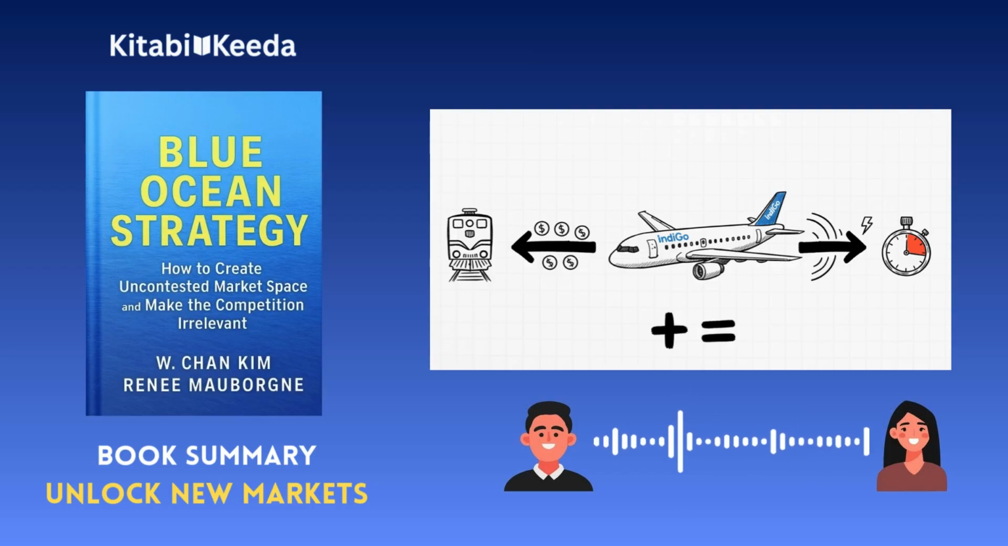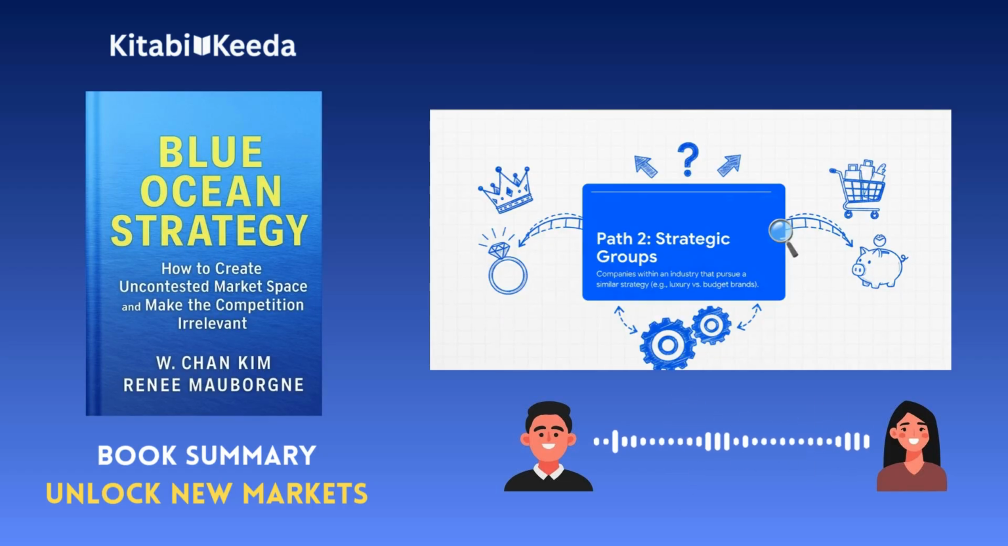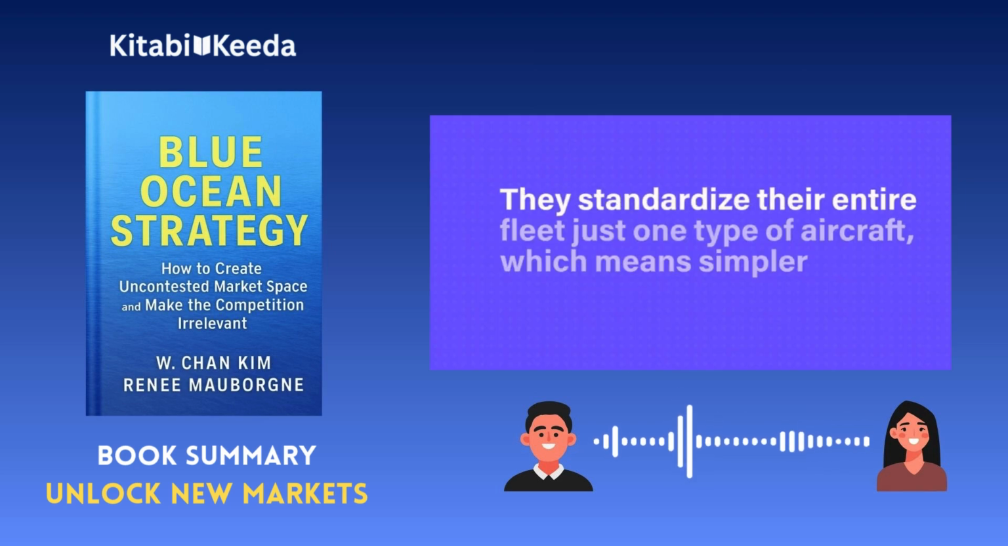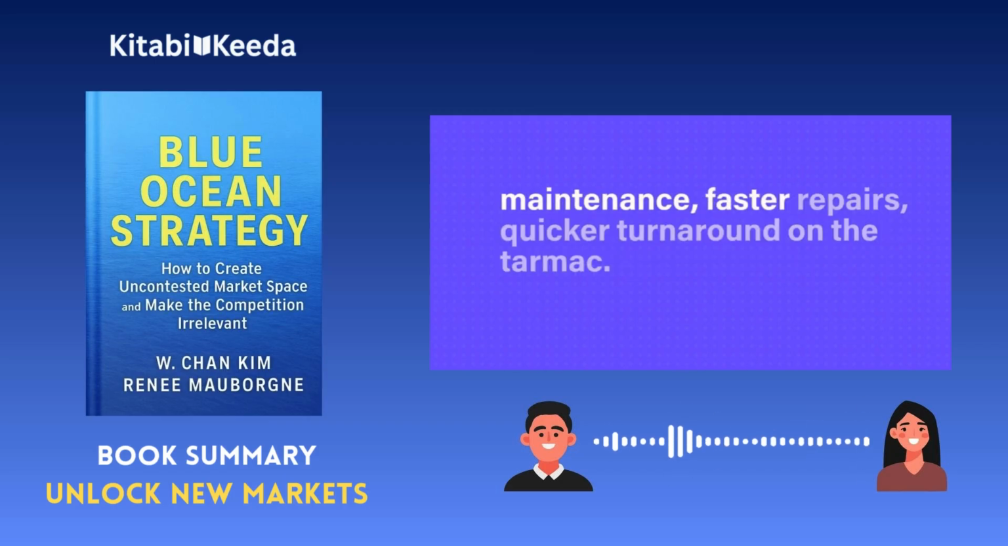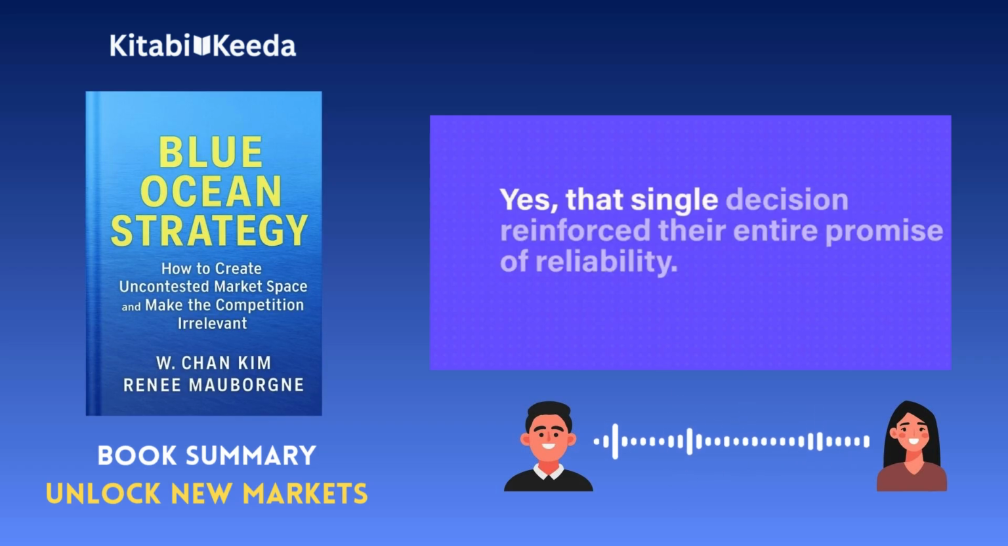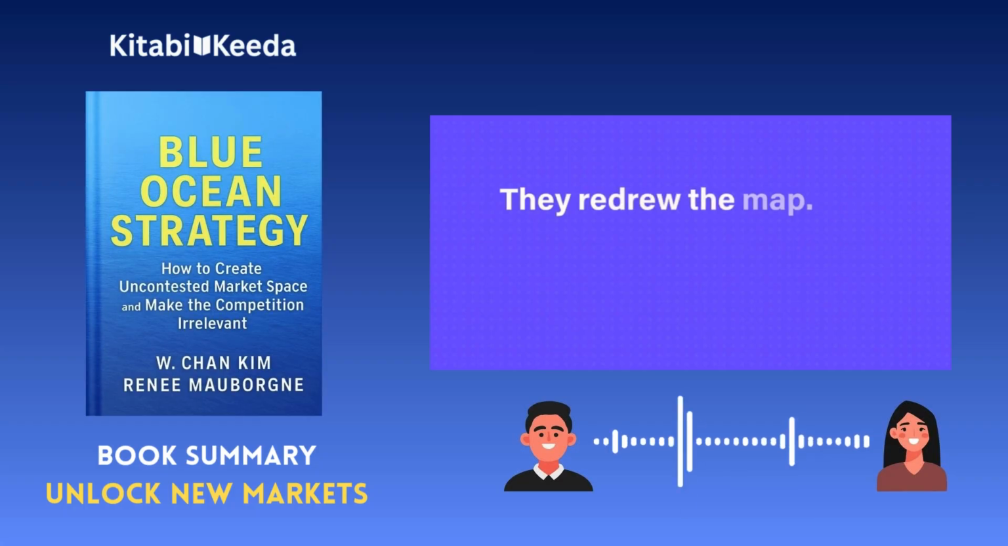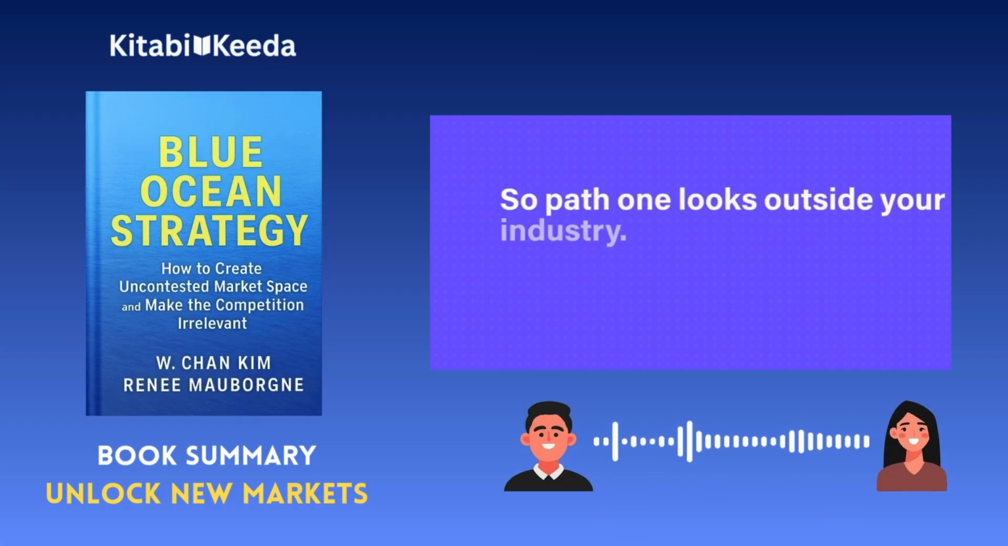On-time performance. And the operational deep dive here is fascinating. The how is that they standardized their entire fleet. Just one type of aircraft. Which means simpler maintenance, faster repairs, quicker turnaround on the tarmac. Yes, that single decision reinforced their entire promise of reliability. They didn't just become a substitute for other airlines. They became a viable, reliable alternative to the train. They redrew the map.